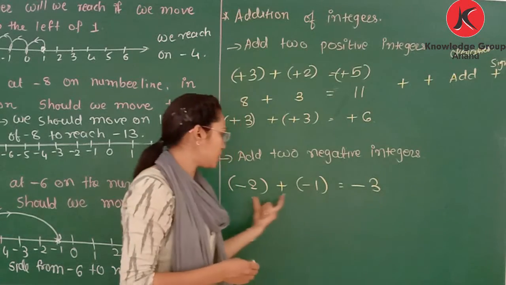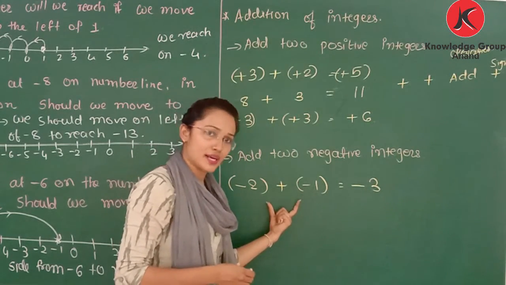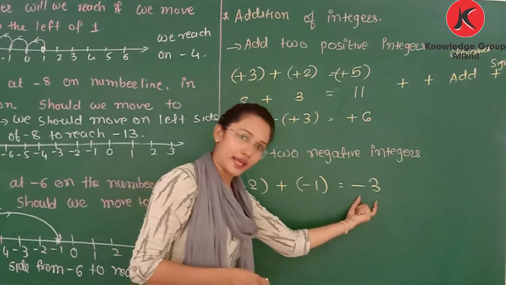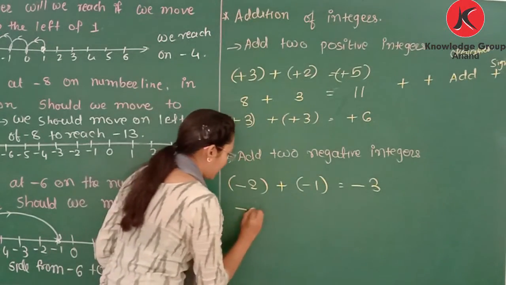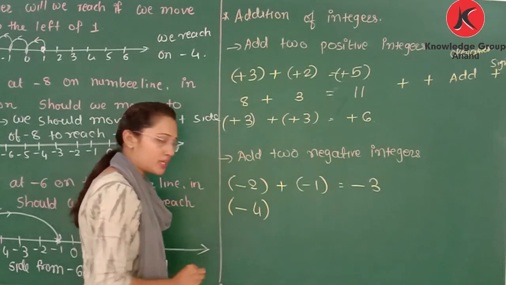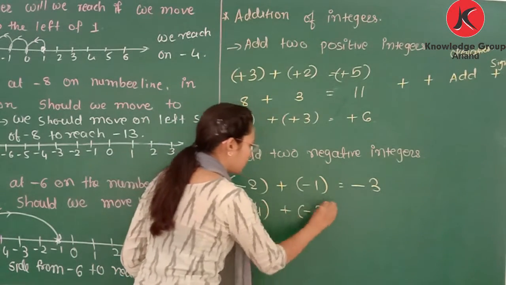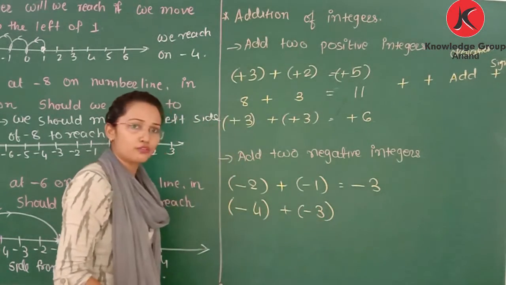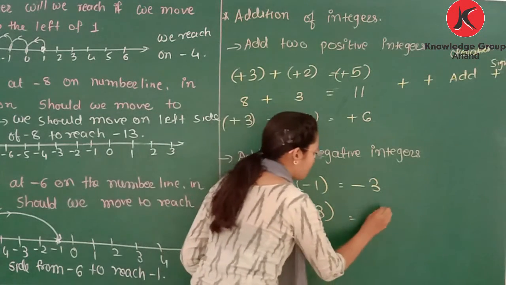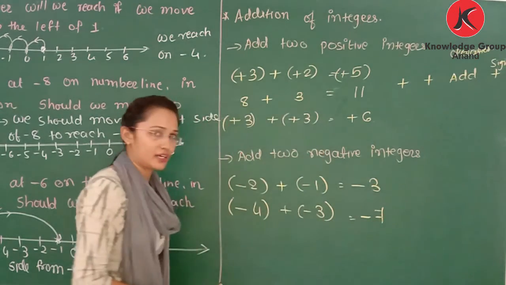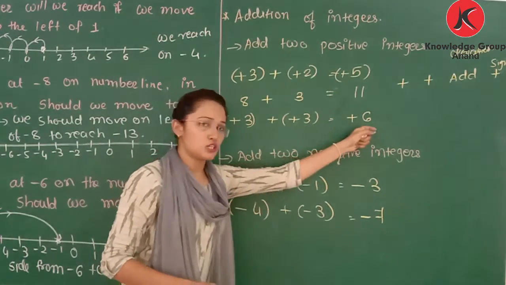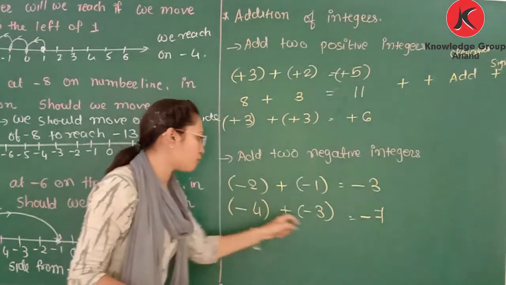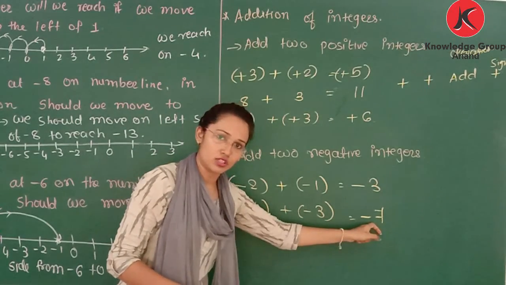So here if two numbers are negative, then the answer is a negative integer and add the numbers. Let's take one more example. -4 and -3. So here you need to add 4 plus 3, that is 7, but the answer contains a negative integer. Means the sum of two positive integers is a positive integer and the sum of two negative integers is a negative integer.